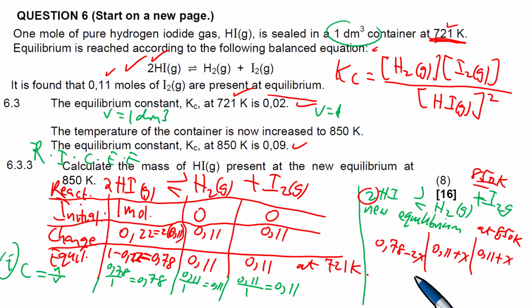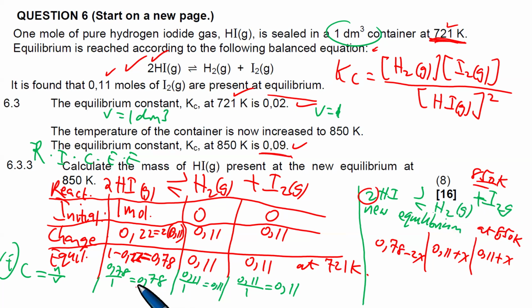So the products are going to be higher. That's why you said plus x. Yes, because the Kc is now higher. How is it higher? Because it was 0.02 before and now it's 0.09. So it means the concentrations of the products on the right would increase.